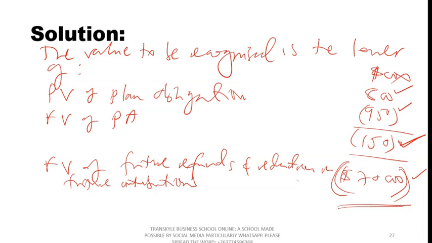So this particular plan should be recognized at 70,000, because 70,000 is actually the present value or the fair value of the future refunds and reductions in future contributions for this particular plan. So we need to recognize the plan at the 70,000 value, which is lower.